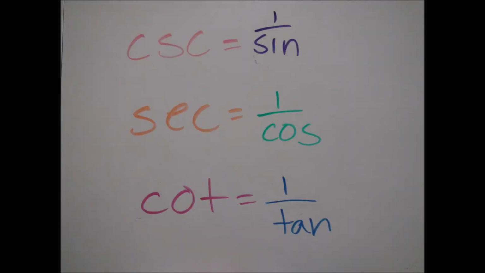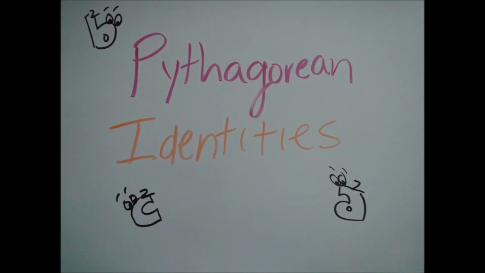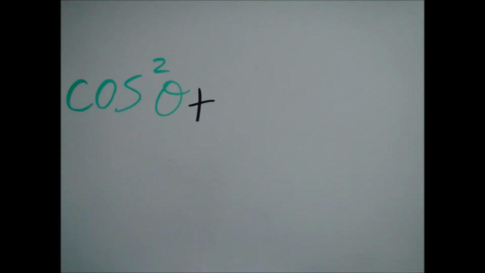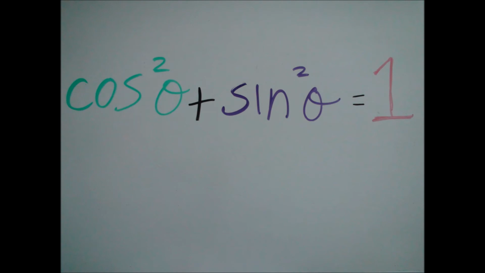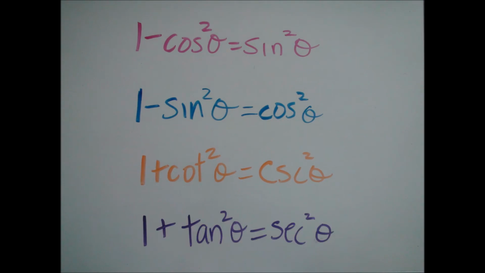It is also worth noting that the tangent equals sine over cosine. Remember that from the unit circle? Okay, next we have the Pythagorean identities, which derives from cosine squared theta plus sine squared theta equals 1. Using this, we can create 4 new identities. These identities can only be substituted if it is squared, a common mistake.